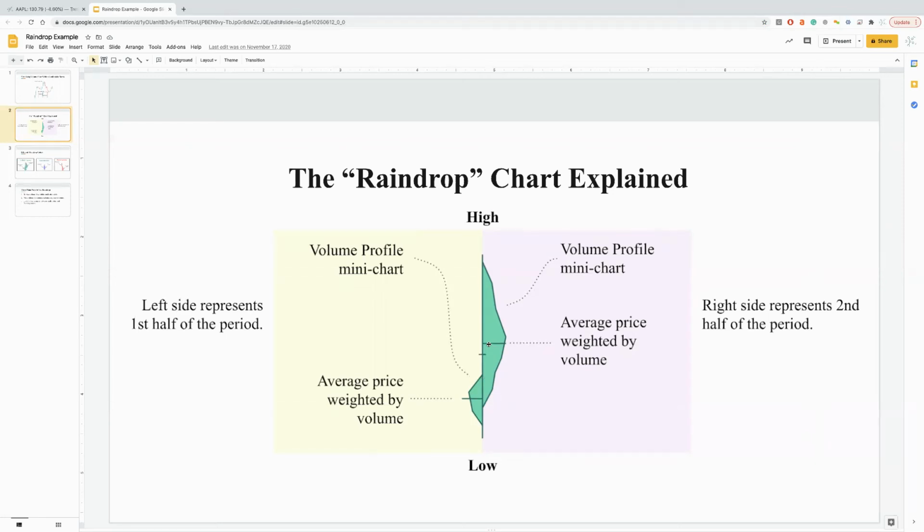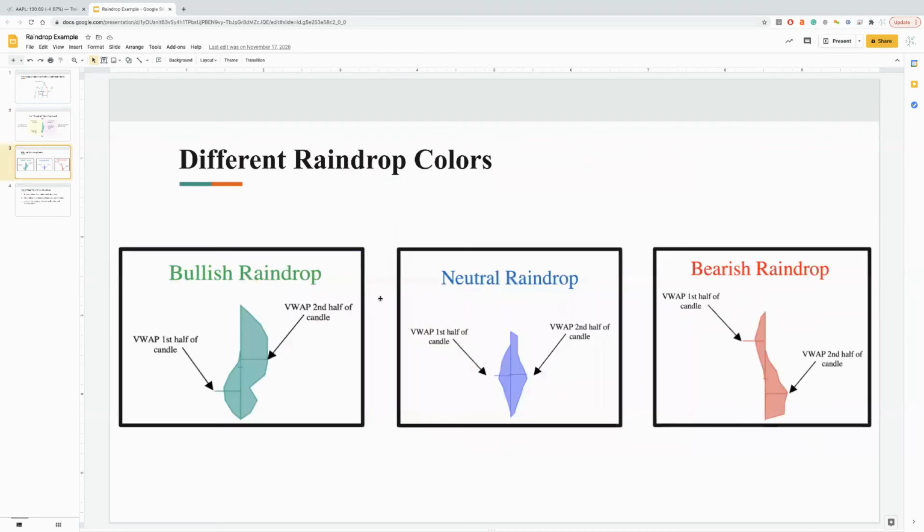It's just telling us where buyers have stepped in to absorb supply within a particular stock or on a chart. There are 3 different types of colors. You have the bullish raindrop, you have the neutral raindrop, the blue or purple raindrop, whatever you want to call it. And then you have the bearish raindrop. That's just the opposite of the bullish, so your view in the second half of the candle is lower than the first half of that candle. So these are the 3 different colors that you can choose from.